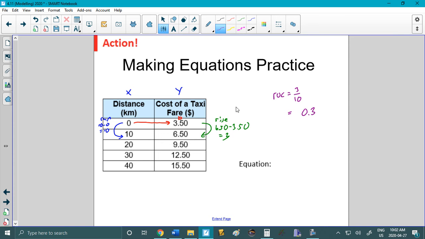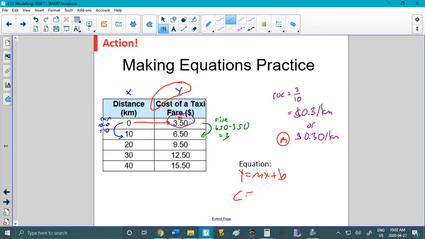And the units are dollars per kilometer. Or I could say 0.30 per kilometer, because that's 30 cents. So you get in a taxi cab, it looks like it's $3.50 to start, and then 30 cents per kilometer. So my equation is going to be, remember it's y equals mx plus b, this is my m. My y comes from here, so c equals m is 0.30.